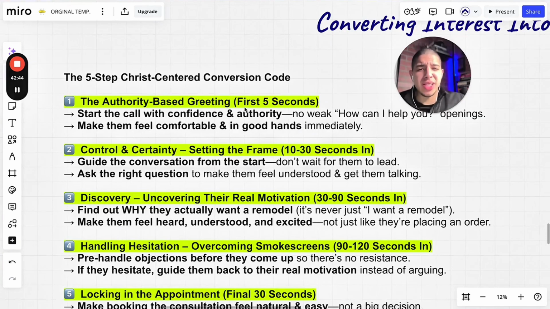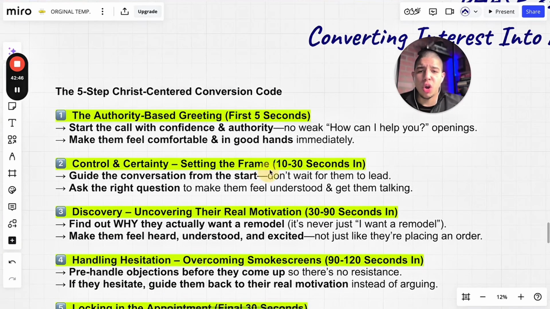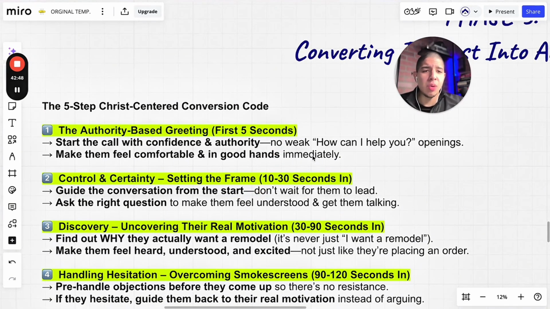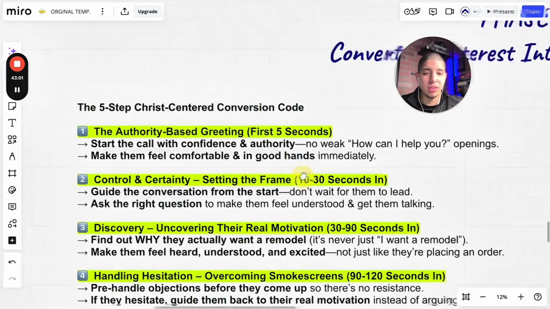Number 1, the authority-based greeting. First 5 seconds, start the call with confidence and authority. No weak, how can I help you? Yo, if you're a receptionist answering the call with blah, blah, blah, how can I help you? Bro, you're just like everybody. You don't stand out. You got to be different, right? Make them feel comfortable and in good hands.